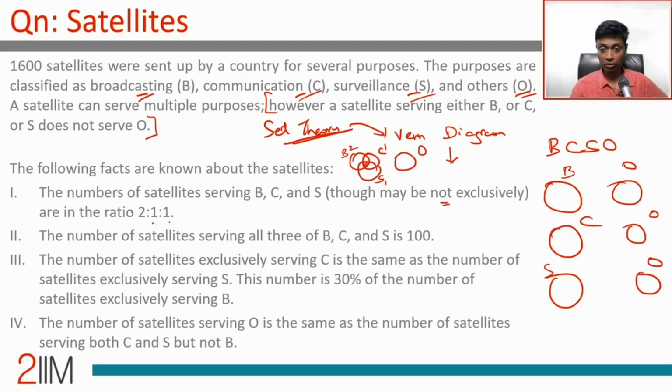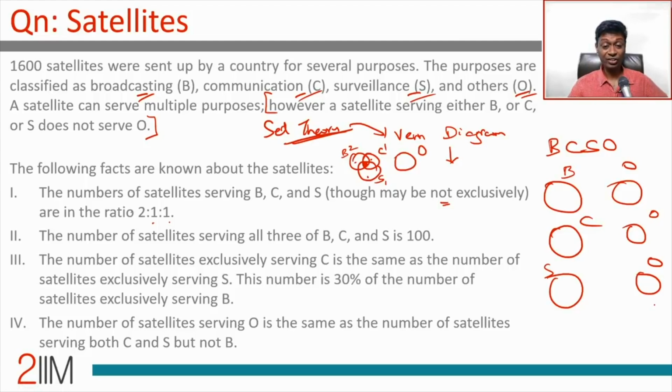I'm going to draw this Venn diagram beautifully in the next couple of slides, but I'm just taking in the information. The number of satellites exclusively serving C is the same as the number of satellites exclusively serving S. And this number is 30% of the number of satellites exclusively serving B. We're talking about this number, and this number.